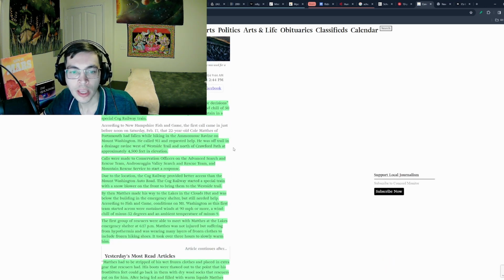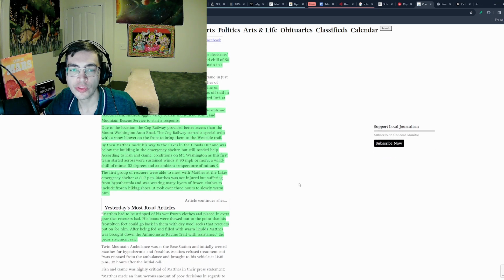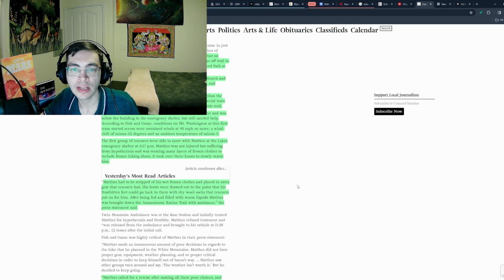It's kind of funny. Portsmouth had fallen while hiking in the Ammonoosuc Ravine on Mount Washington. He called 911 and requested help. He was off the trail in a drainage ravine west of West Side Trail and north of Crawford Path at approximately 4,500 feet in elevation. That's pretty far up there.